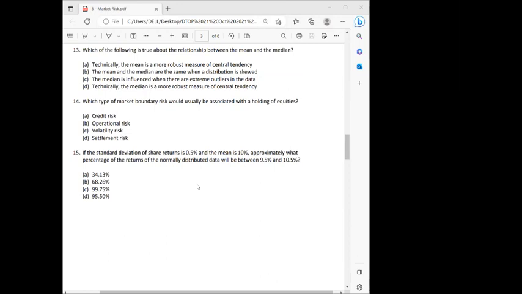I've got 7 responses. Let's see. Which type of market boundary risk would usually be associated with the holding of equities? When you hold equities, which type of boundary risk are involved? Credit risk, operational risk, volatility risk, settlement risk.